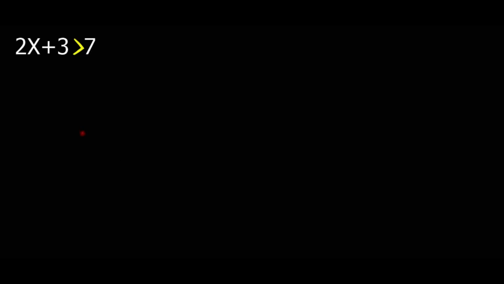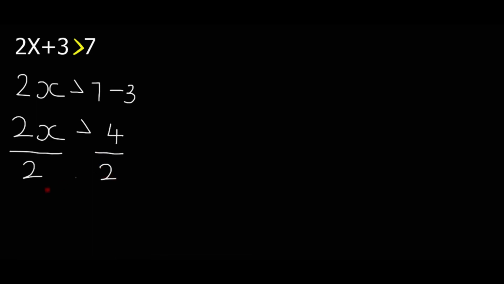Assume this example, 2x plus 3 is greater than 7. The first step is to get 2x on one side, so we want 2x on its own. This means we will have 2x greater than, and we take the 3 to the other side and change the sign, so it becomes negative 3. From here we have 2x is greater than 7 minus 3, which is 4. Now we want x, so we divide both sides by the coefficient of x, then x is greater than 4 divided by 2, which is 2. So this is our solution.